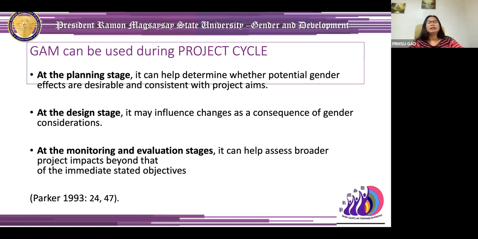Okay? Next is at the design stage. It may influence changes as a consequence of gender considerations. So while you are designing, yun nga, nakikita nyo yung pwedeng positive and negative effects sa kanila. So when you design, you have all of this in mind, and then that means ma-incorporate nyo na sila dun sa yung mga concerns nila, you can already address dun pa lang sa design stage. And of course, at the monitoring and evaluation, we will be able to know the impact of the program to our community partners, to our community members. Okay?